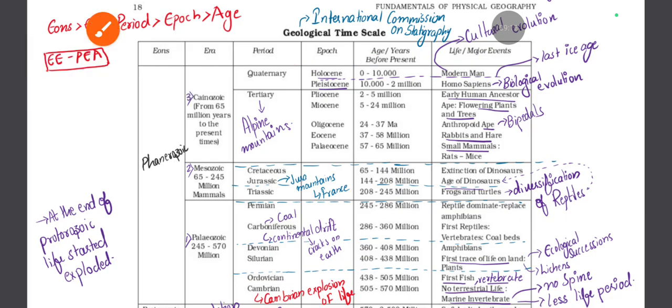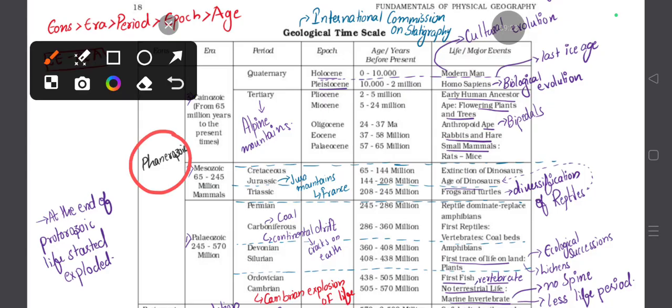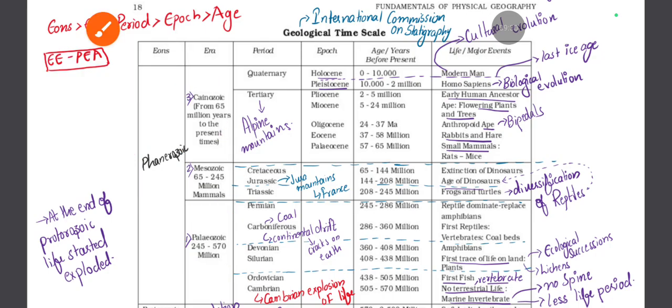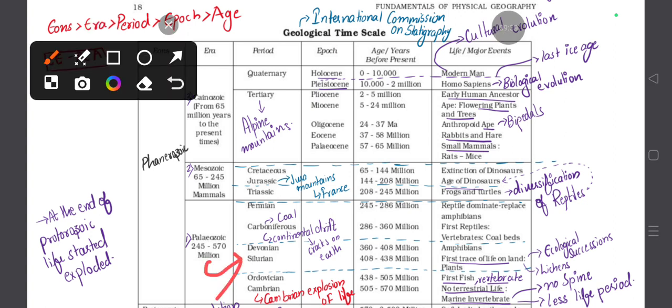I have told you that we are living in the Phanerozoic eon. Phanerozoic is divided into 3 important eras: the Paleozoic era, the Mesozoic era and the Cenozoic era. Remember, there are 3 eras under Phanerozoic. Again, the Paleozoic is divided into different periods. Mesozoic is divided into different periods. And the Cenozoic is also divided into different periods.